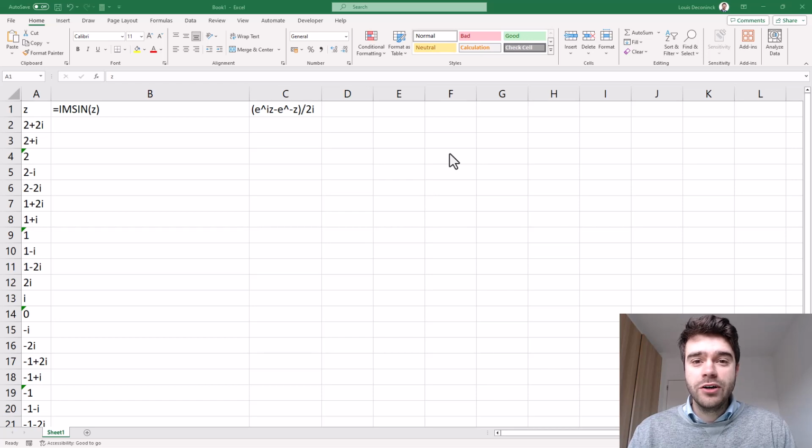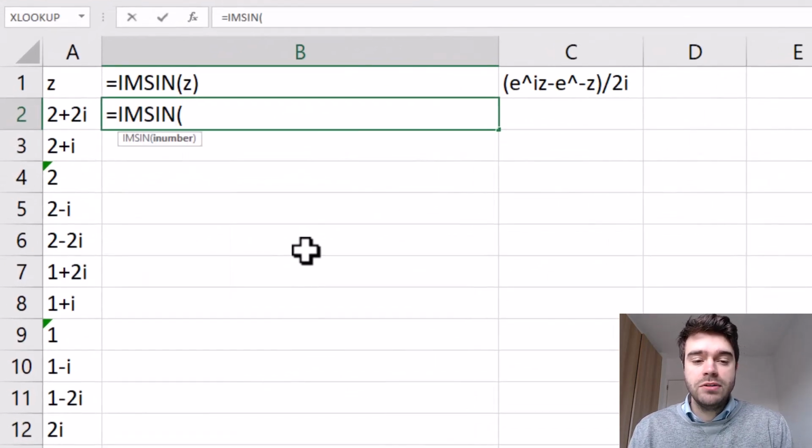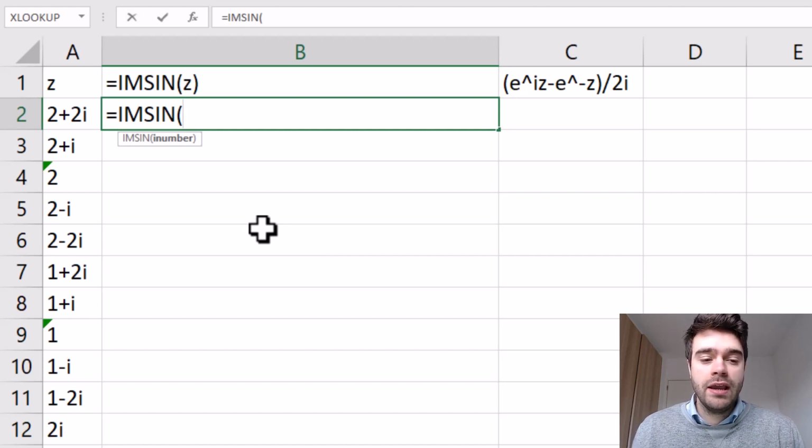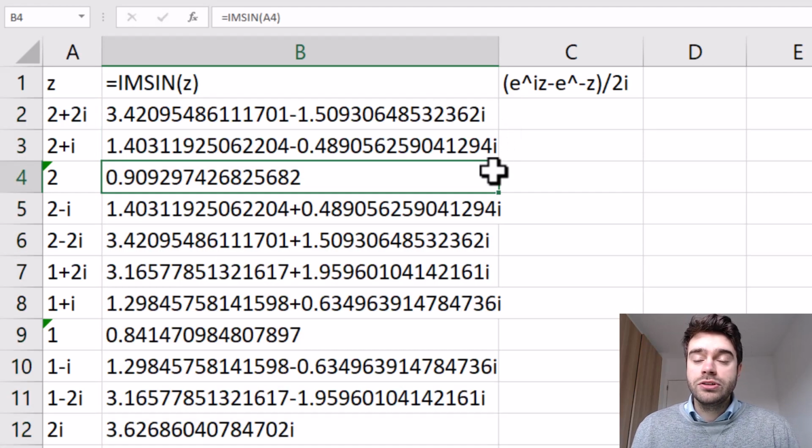The IMSIN function within Excel allows us to calculate the sine of a complex number. The function itself is quite simple. We write IMSIN and then we supply as the only argument the complex number. In column A, I have a complex number, so let's provide this, close the parentheses and pull this downwards. The result we're getting is the sine of the complex number.